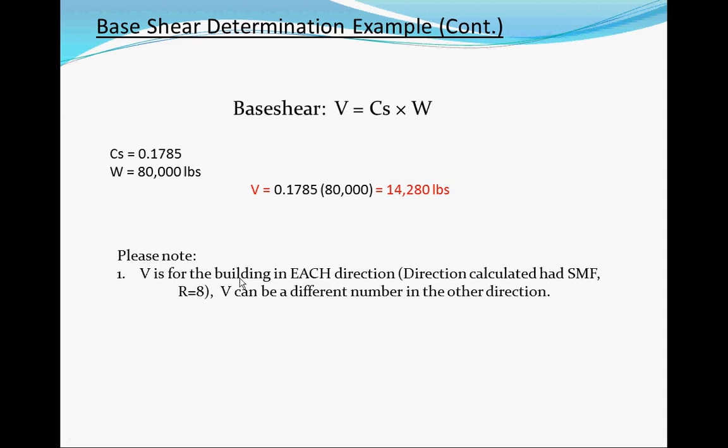So please note, V is different for each direction. Okay, I calculated assuming an R of 8. In a direction, if you have a shear wall, then you have to calculate it for that direction as well. So typically they call it north, south, east, west. Then you have to calculate it twice. So the R value is affected. So what we just did is in one direction.